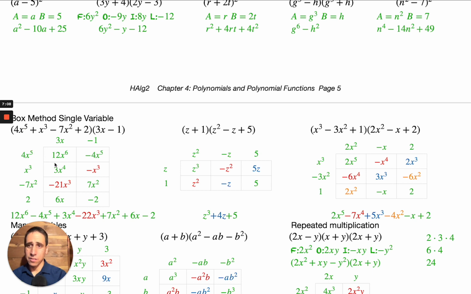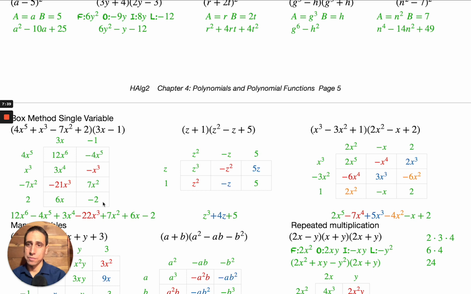This is just a really great way to get organized and make sure that each one of these 4 terms gets multiplied by each one of these 2 terms. So you line them all up over here and line them up over here. 3x times 4x to the 5th is 12x to the 6th. 3x times x cubed is 3x to the 4th. 3x times negative 7x squared is negative 21x cubed. 3x times 2 is 6x. And then negative 1 times all of these gives you negative 4x to the 5th, negative x cubed, positive x squared, and negative 2.